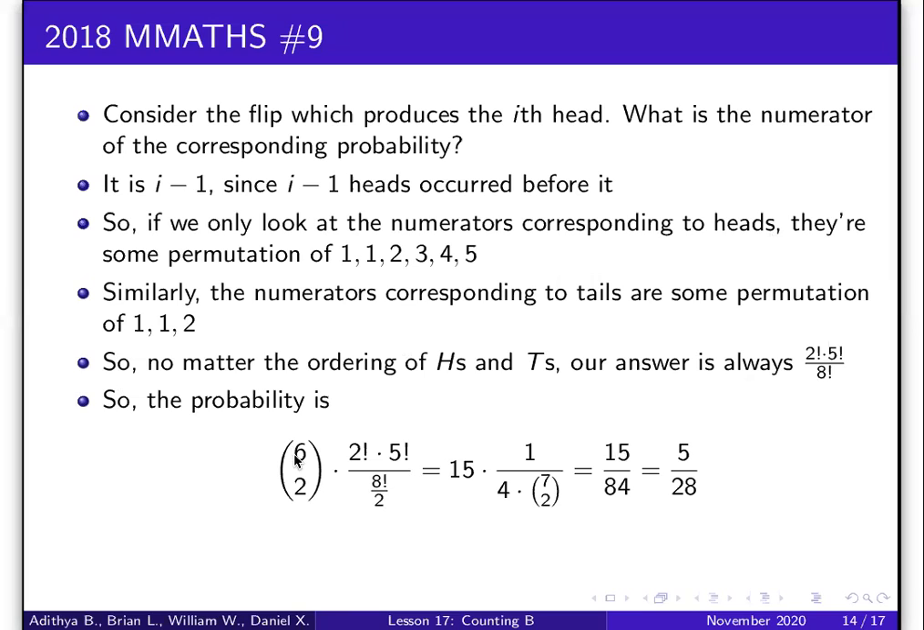So the probability is going to be the total number of orderings, which is 6 choose 2, since the first 3 are fixed, and then for the remaining 6, we choose the positions for 2 tails. 6 choose 2 times 2 factorial times 5 factorial over 8 factorial over 2, and then expanding this gives us 5 over 28. And that's our answer.